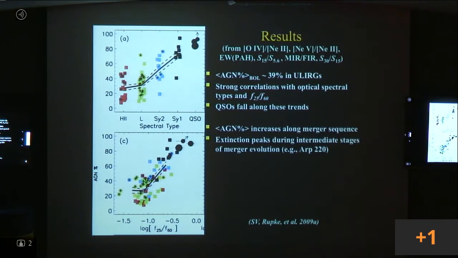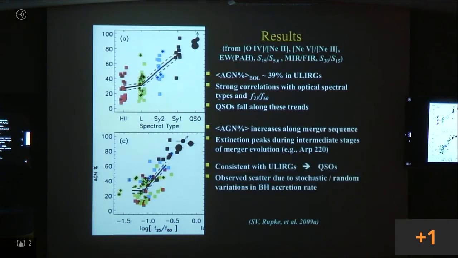These objects are mergers, and so we have a merger sequence. We can compare this fraction of AGN with respect to the phase of the merger, and we find a correlation. As the merger takes place, these are Milky Way type galaxy versus M31 colliding with each other, so these are major mergers. And as the merger takes place, the fraction of the bolometric luminosity that's produced by the AGN increases. The extinction peaks at intermediate stages. This is based on the depth of the silicate feature at 10 micron.